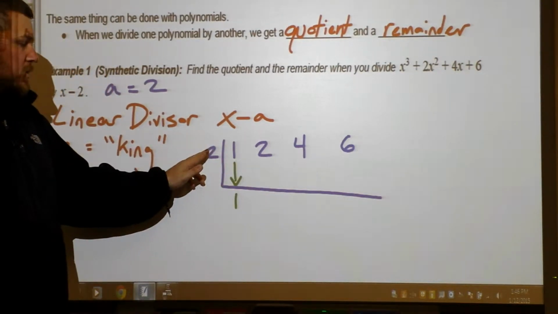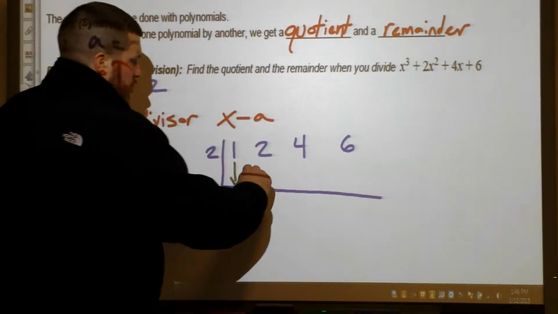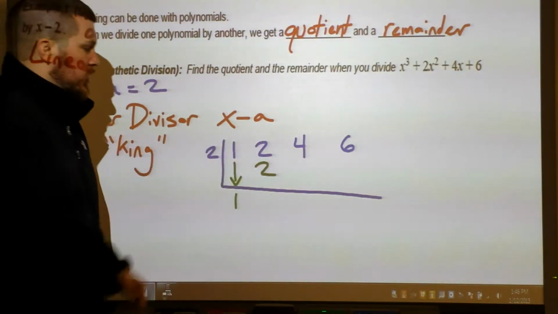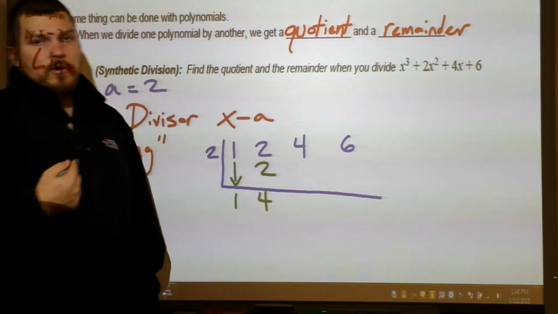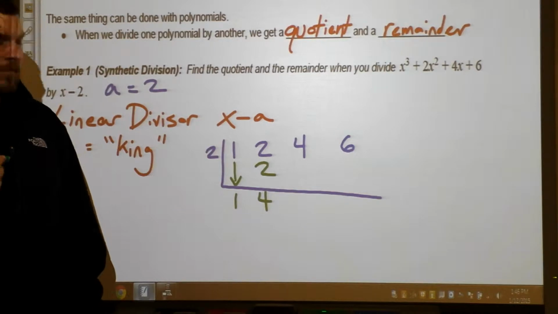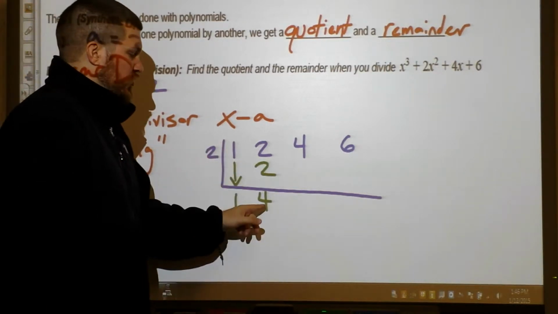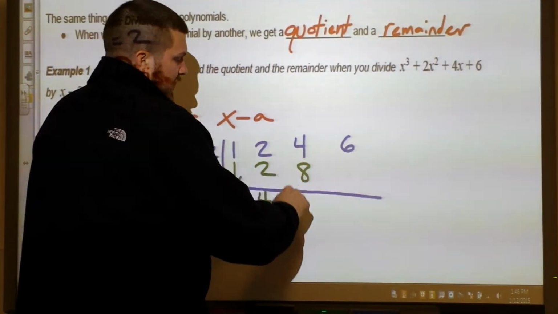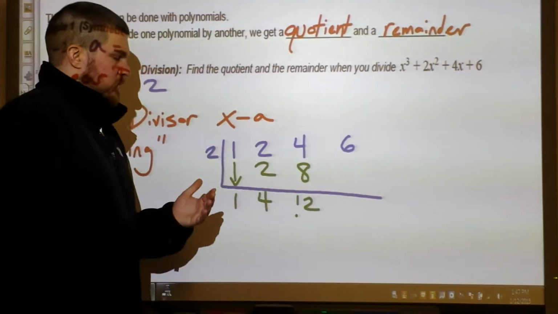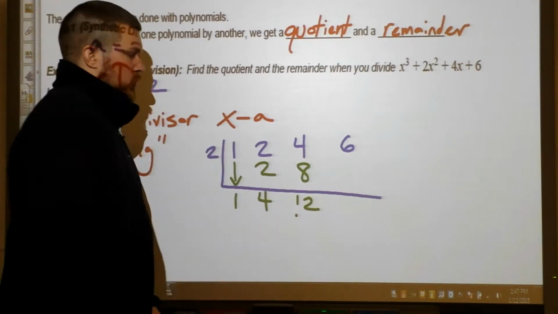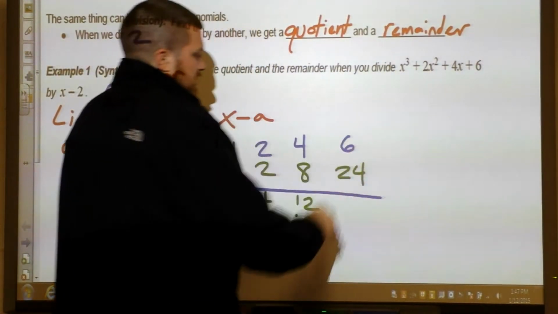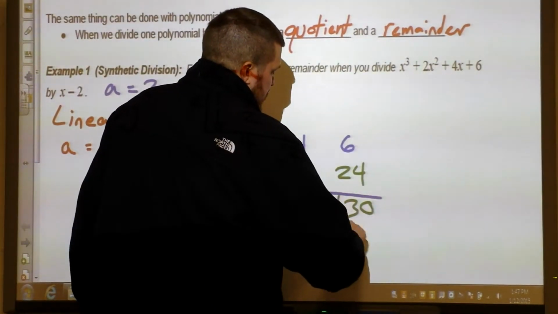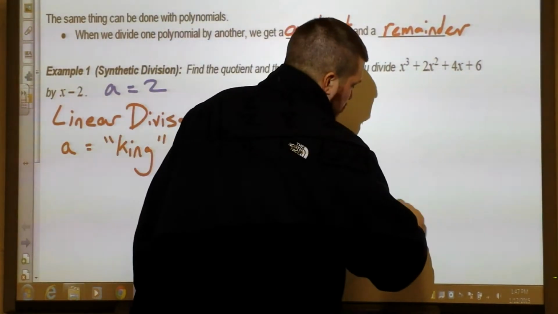Now the next step is to multiply. So 2 times 1 is 2. The next step is to add. 2 plus 2 is 4. And now we just start repeating. Multiply, add. Multiply, add. For instance, 2 times 4 is 8. Now we add 4 plus 8 is 12. Back to multiply. 2 times 12 is 24. And then 6 plus 24 is 30. This last number is my remainder.